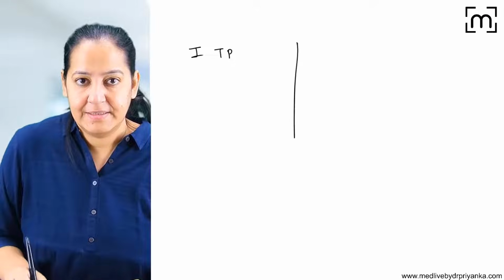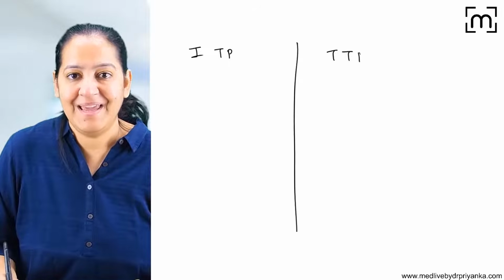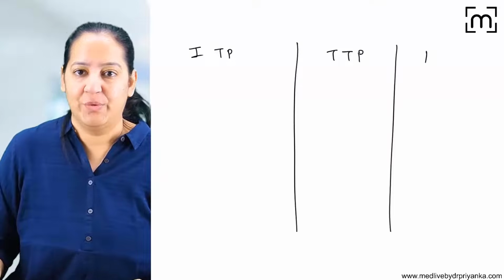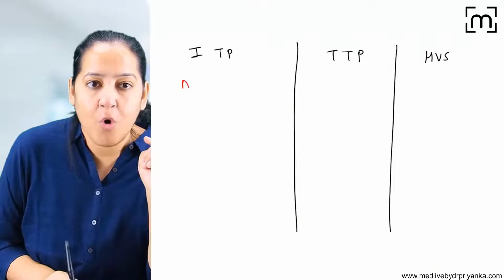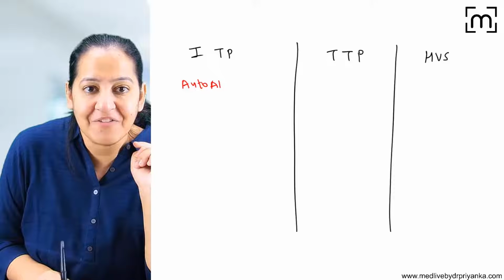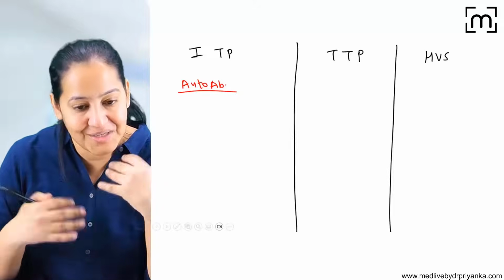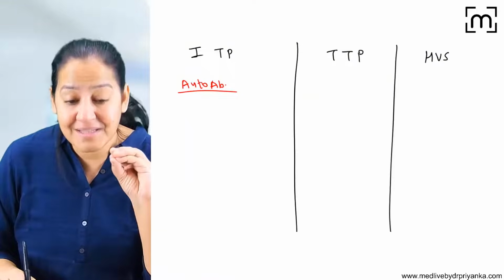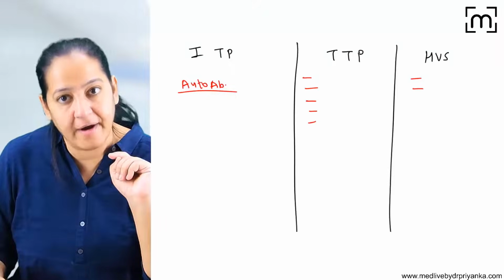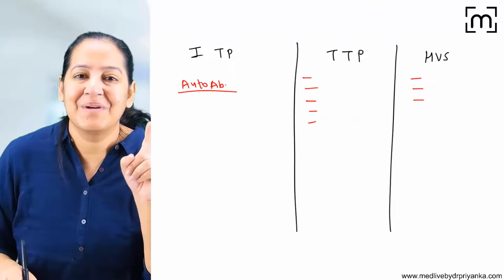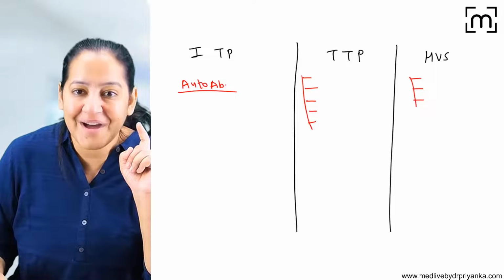ITP, TTP and HUS. So can you tell me the introduction in all three? In ITP, auto-antibodies are formed against the platelet, causing destruction of the platelet. In TTP, there is a Pentad. Can you enumerate the Pentad? In HUS, there is a Triad. Can you enumerate the Triad? So what is the Pentad here and what is the Triad here?